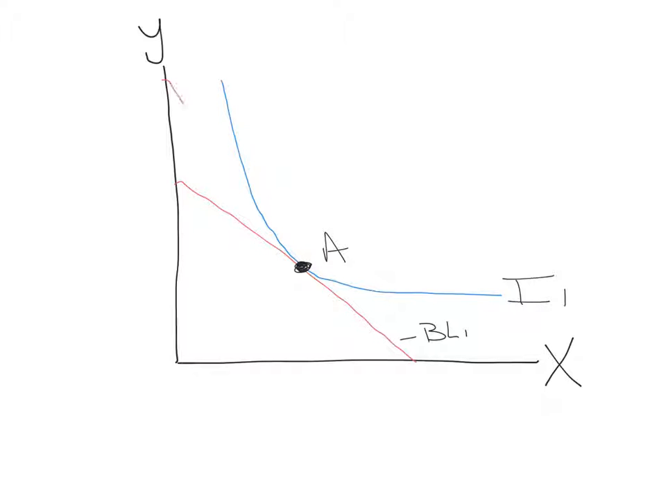Let's redraw it again because it was not correct. Well, that's almost not even better. Imagine that's a straight line. That's the new budget line, assuming the price of Y goes down.